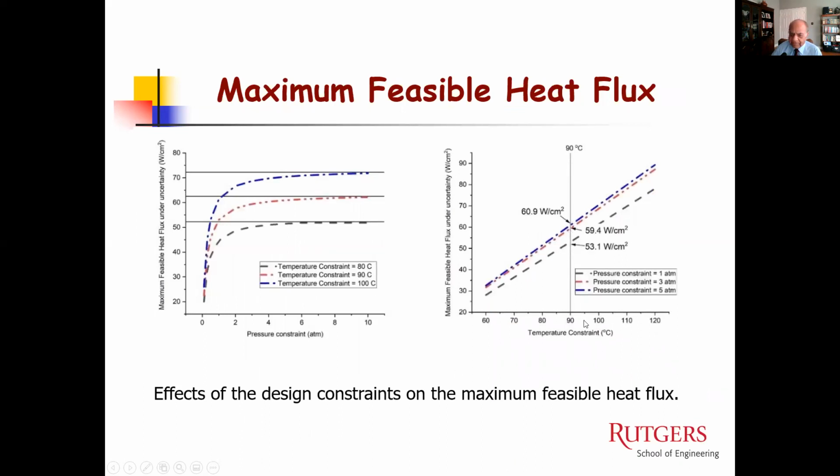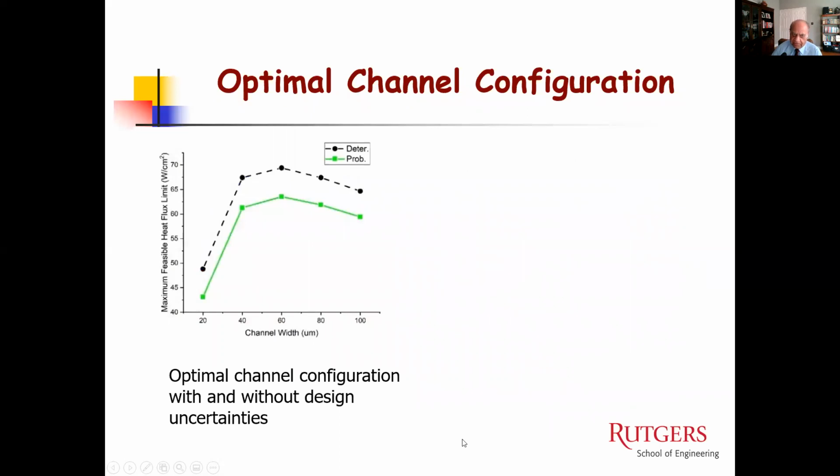But these are the cases. With the temperature constraint, you can pick up different pressure constraints, and you'll get limitations of heat flux. You can take different temperature constraints and you get different levels. So these are the maximum heat flux you can get under the constraints, either the temperature constraint or the pressure constraint. You get a limitation on the heat fluxes. But if you add reliability to it, then it will change. I mean, the values will be changed.